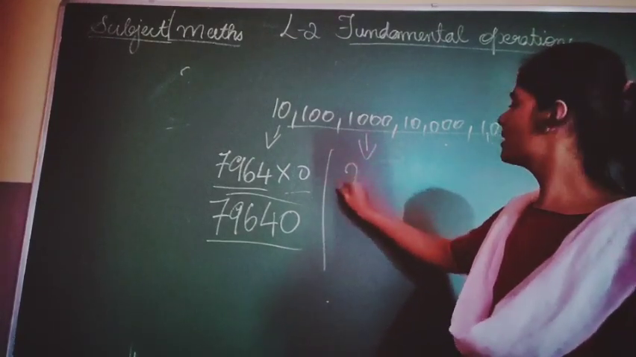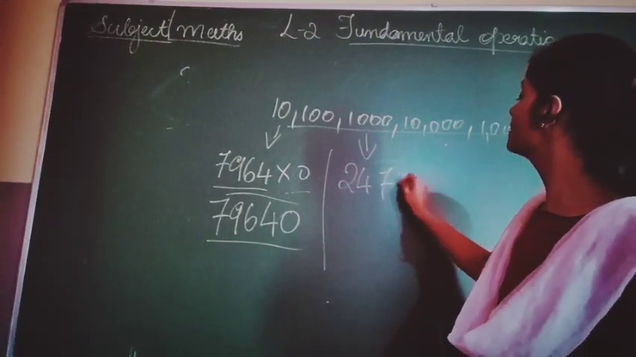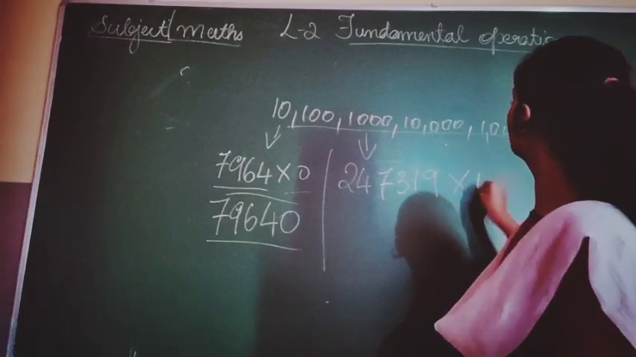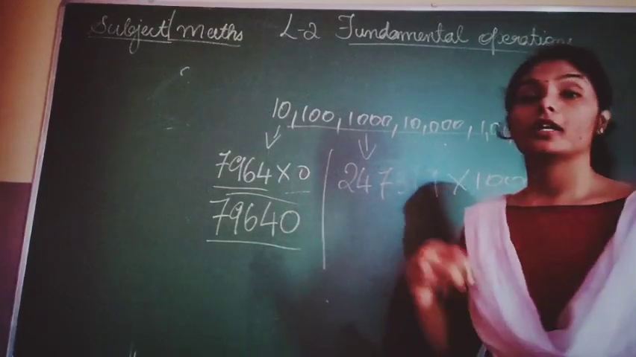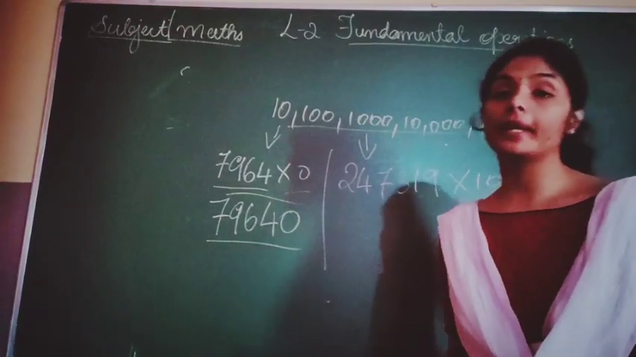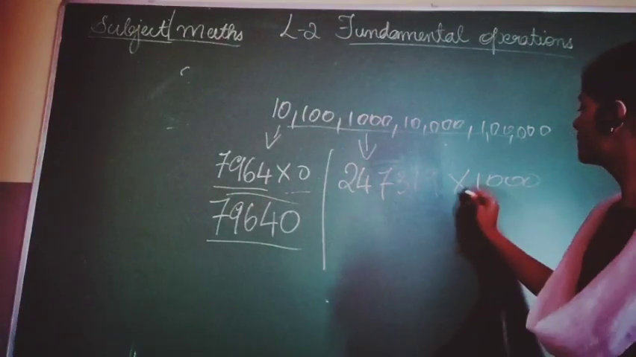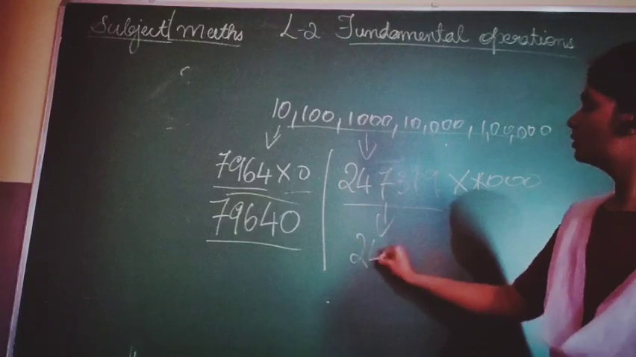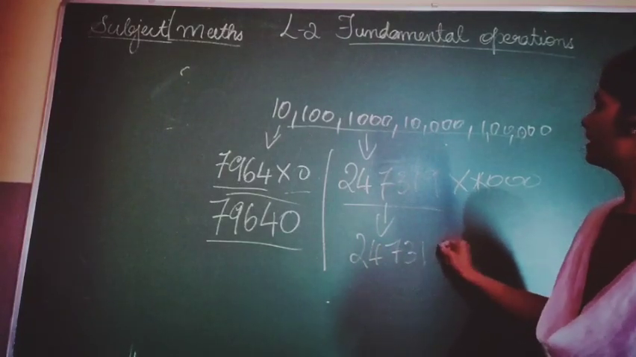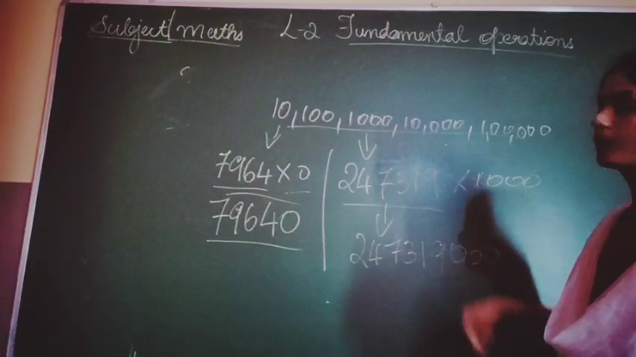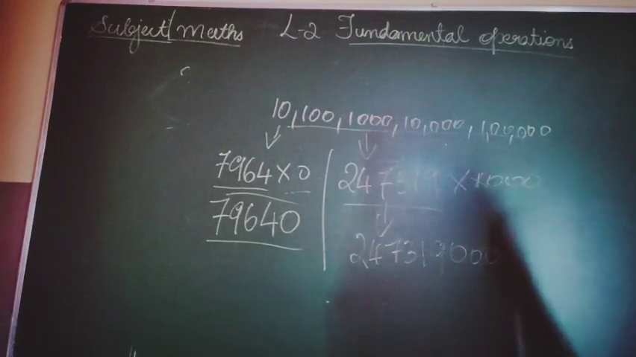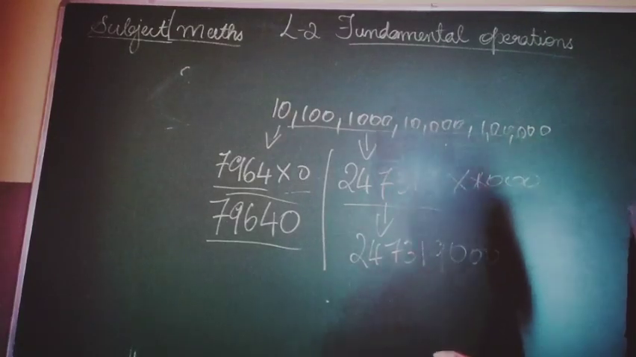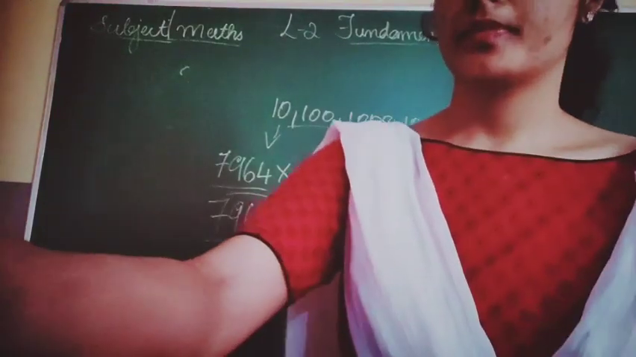Next, for thousands, same thing children. Now you imagine you have 2, 4, 7, 3, 1, 9. Units, tens, hundreds, thousands, ten thousands, lakh. Into 1000. So a lakh number into 1000. How will you do? Scratch out this one. This number as it is, write it down. 2, 4, 7, 3, 1, 9, 0, 0, 0. Understood? Got it?